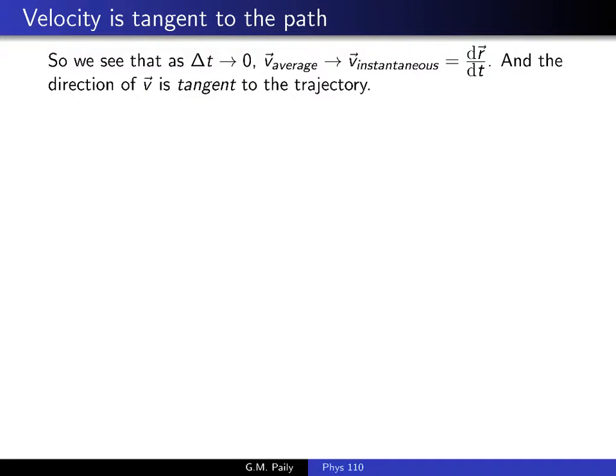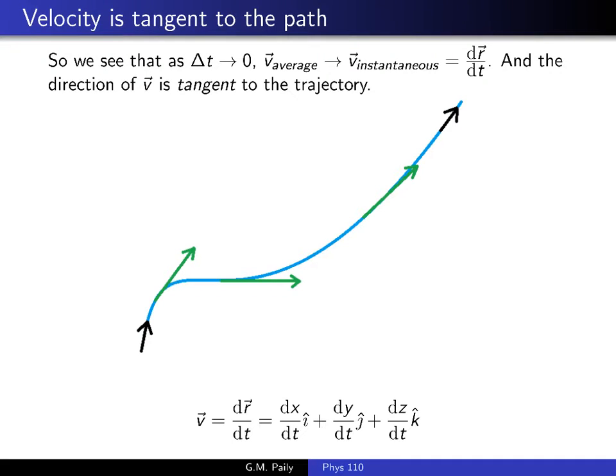So, as delta t goes to 0, our ratio of delta r over delta t becomes a derivative, dr over dt, and our average velocity goes instead to the instantaneous velocity. And as we have mentioned, the direction of this instantaneous velocity is tangent to the trajectory or path of the particle. This is tangent, this is tangent, this is tangent. These are the velocity vectors at these three different points along the trajectory or the path of the particle.